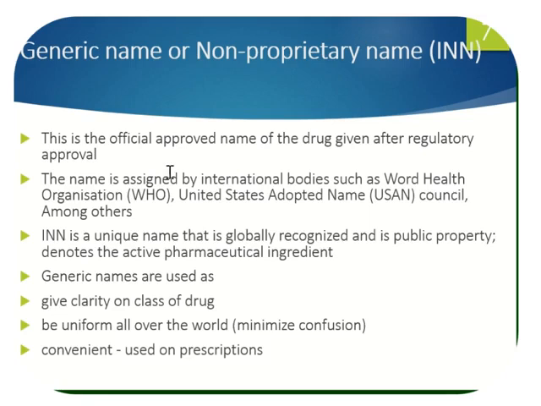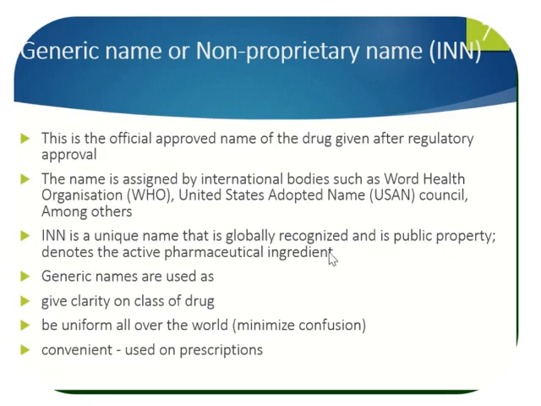Generic name. This is the official approved name of the drug given after regulatory approval. The generic name is also called the international non-proprietary name or the non-proprietary name. This is a name assigned by international bodies, the World Health Organization, the United States Adopted Names, and among others, there is one for the UK, Japan, India, and European countries. They have these bodies which assign this unique name for the drug. It is globally recognized and is public property.